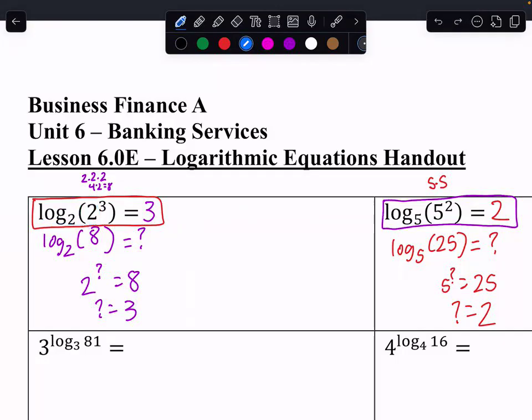One second. No, they're both in this class.